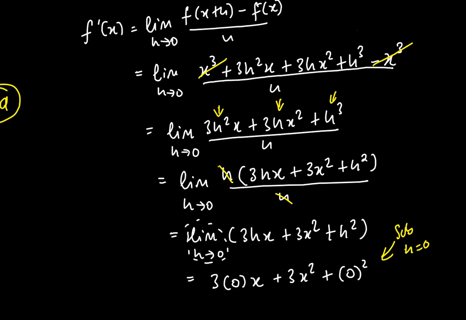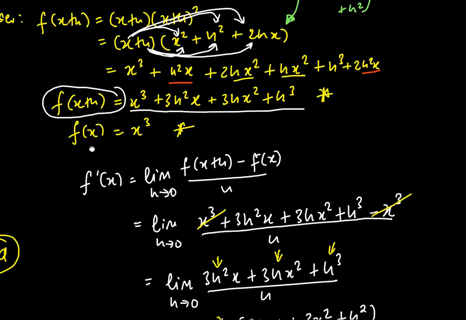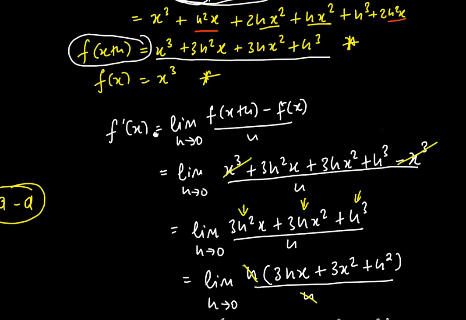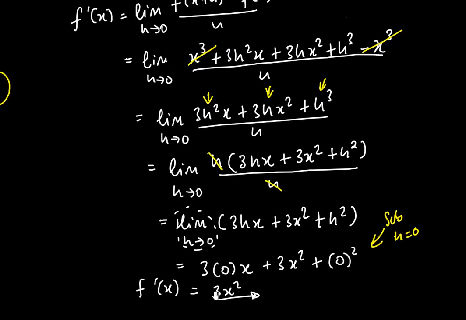Okay, so what will be our final answer? 3 times 0 is 0, 0 times x is 0, so we will be left with 3x squared, because this is also 0, so the derivative of f would be 3x squared. Then good people, you're going to get your full marks. So that is how we get the derivative of x cubed, right? Remember, it was the derivative of x cubed that we wanted from first principles, meaning using this formula. So we find that the answer is equal to 3x squared.